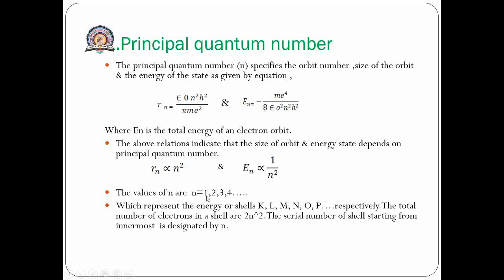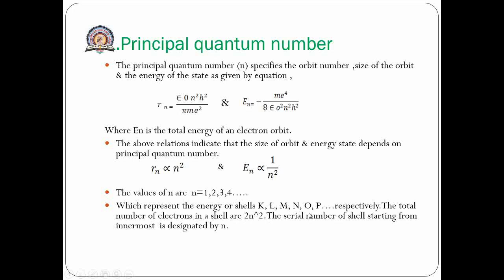From this equation, n is the principal quantum number, having values 1, 2, 3, 4 and so on, which represent the shells. n equal to 1 represents the K shell, n equal to 2 represents the L shell, and so on. The total number of electrons in a shell is 2n square.